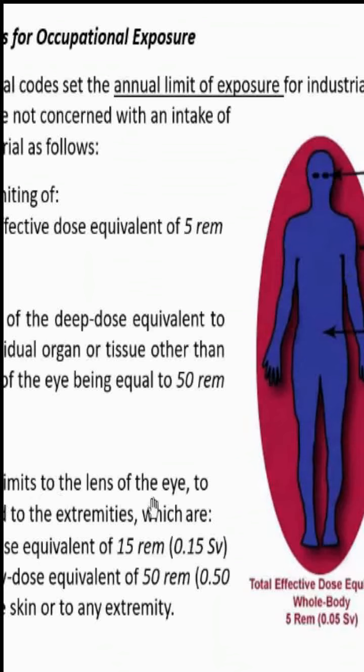The annual limit for the lens of the eye, the skin and the extremities, which are 15, 50, and so on, these are per year. These limits are per year, not in one day. People take this in a few months itself. The radiographers, they play with their own health to earn money. That is, they keep on doing radiography without wearing the badge or without taking a radiation detection pen.